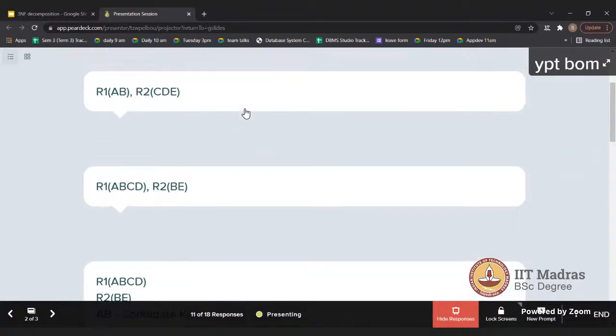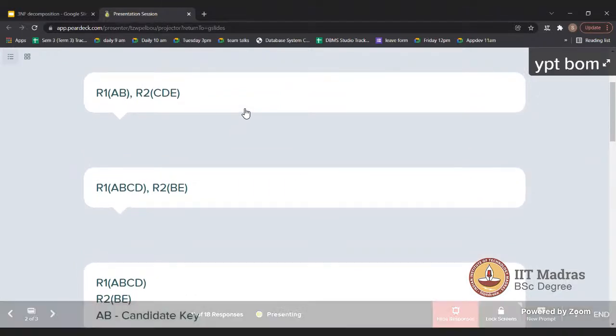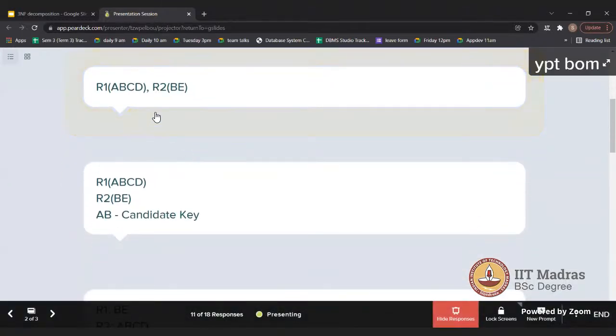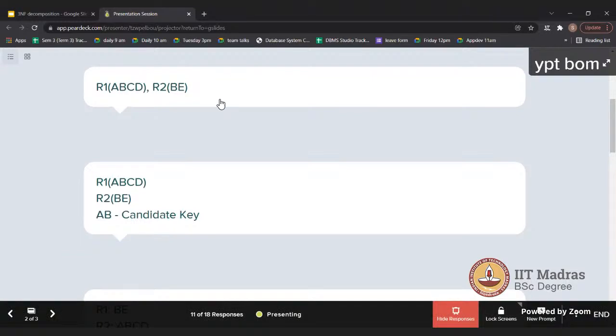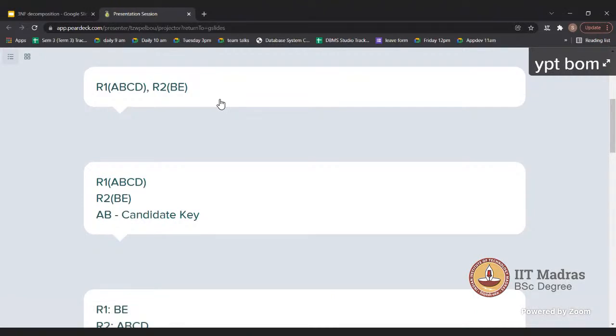Subhendu, can you explain the next option, where ABCD and the other relation give the right answer? Yes, sir. In the original relation, AB is the candidate key. Here we can clearly see that B determines E is a partial dependency, because B is a prime attribute. So we decompose into two tables: one table will be BE and the second will be ABCD. Okay, thanks.